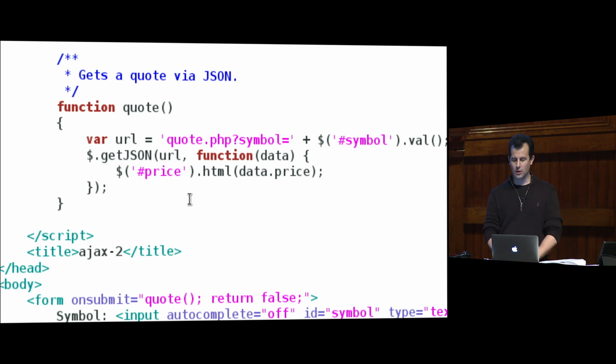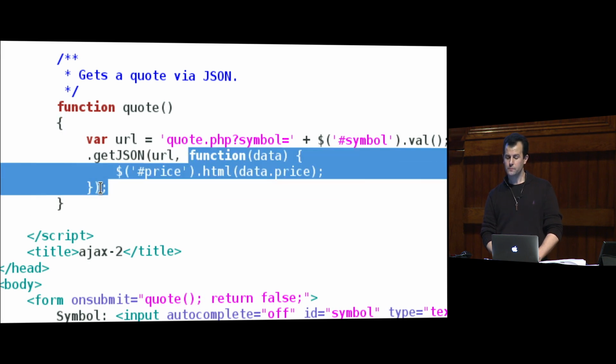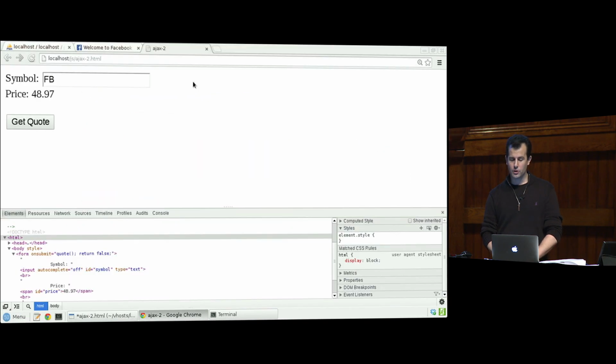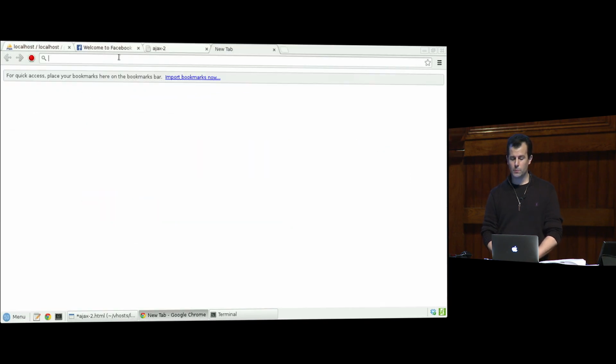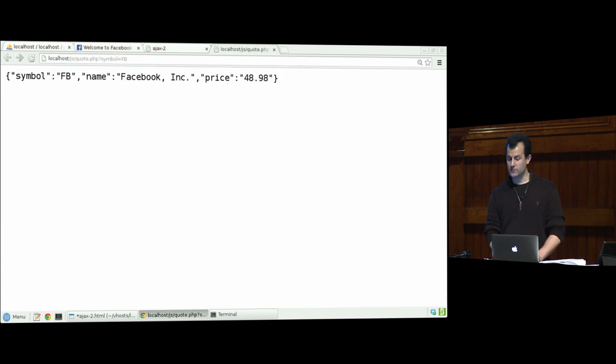$.getJSON, and as an aside, the $ sign is just a shorthand notation. It's really jQuery.getJSON. Get me the JSON from this URL, and when the request comes back, call this function and pass in as the argument whatever came back from the server. So in other words, if I go back to the browser and I go back to quote.php, what my browser is doing is getting this chunk of data.